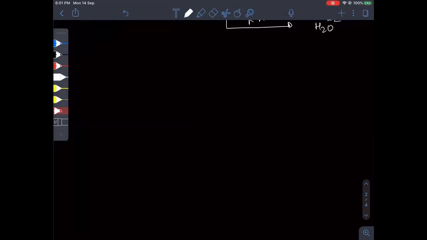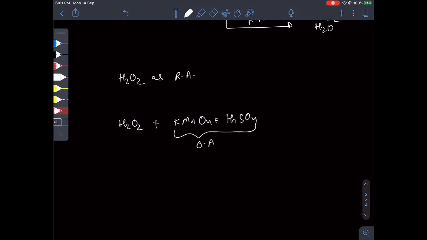H2O2 as a reducing agent. Like if I take H2O2 in the presence of KMnO4 and H2SO4 in acidic medium, then this is a powerful oxidizing agent that will convert H2O2 into O2. Obviously from -1 to 0 state. And Mn itself will go into MnSO4, and other products will also form like K2SO4 and so many others.